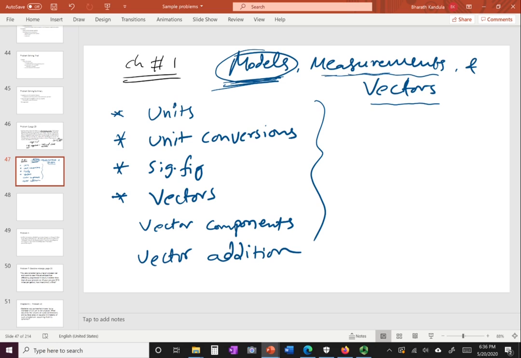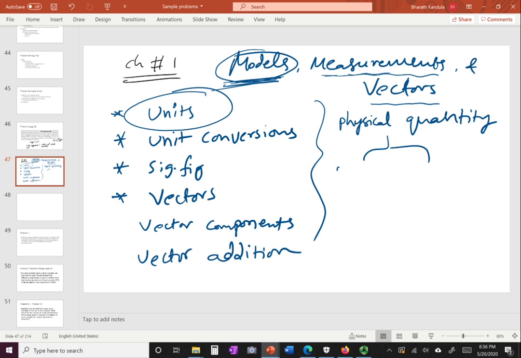So you already know the units. Any quantity which can be measured is called a physical quantity. Now there are so many examples. And you know physical quantities are divided into scalars and vectors. Scalar quantities have only magnitude and unit, but vector quantities have both magnitude and direction.